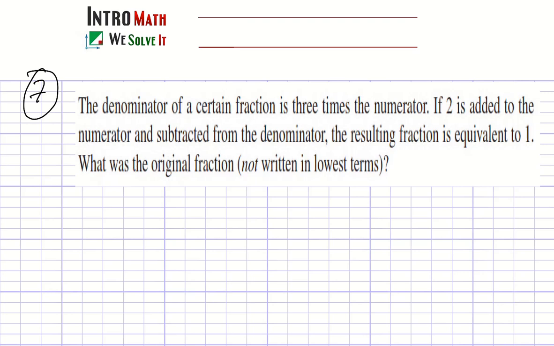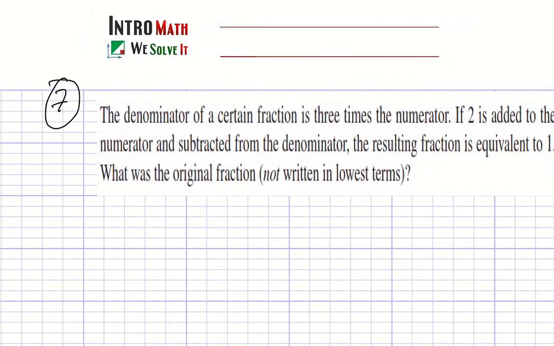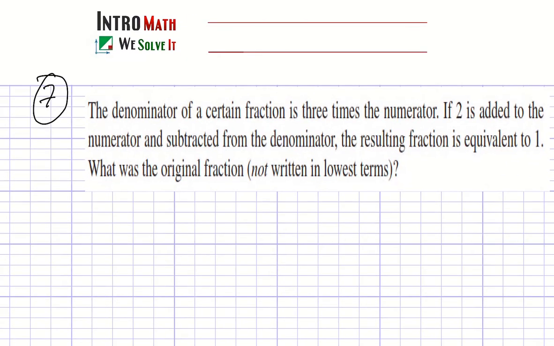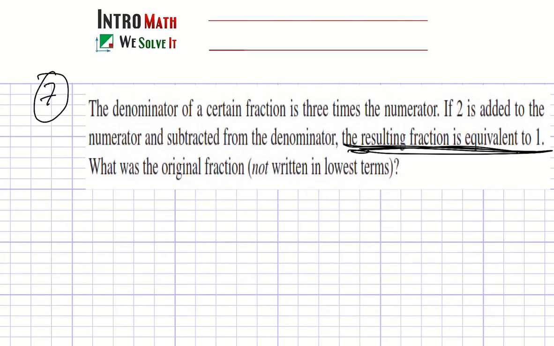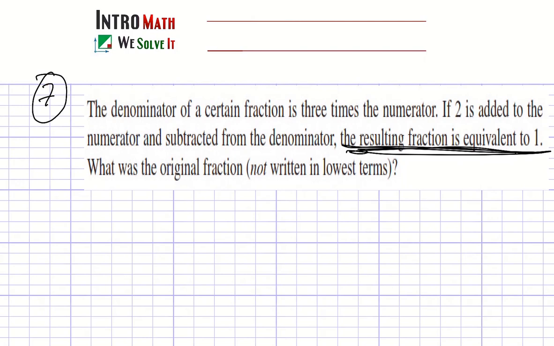If 2 is added to the numerator and subtracted from the denominator, the resulting fraction is equivalent to 1. What was the original fraction? See, I chose that on purpose. You see where I said the resulting fraction is equivalent to 1. That's why I chose that. I was going to leave this fraction thing, but you notice that 1 is a fraction. I wanted you to catch on that. Why do you think 1 is a fraction? We use the idea all the time, but let's solve the problem.